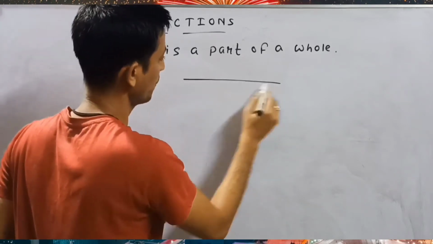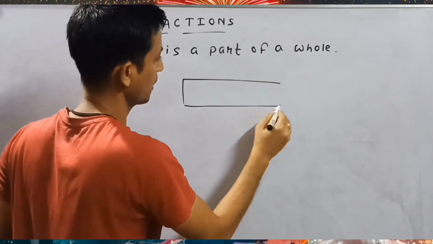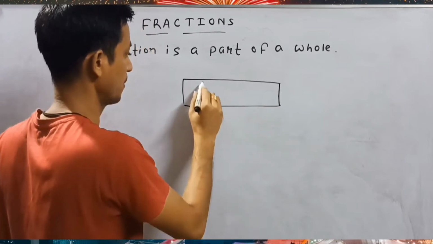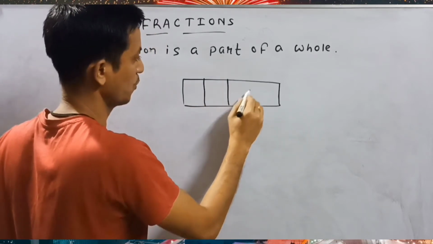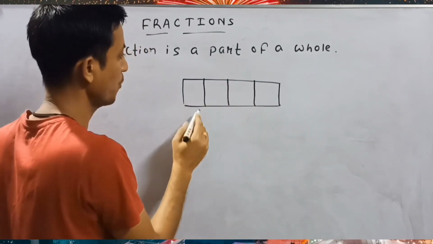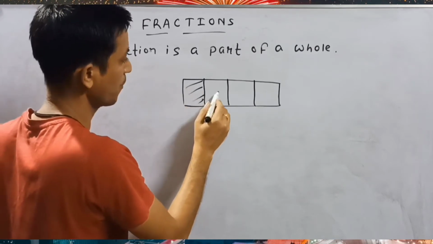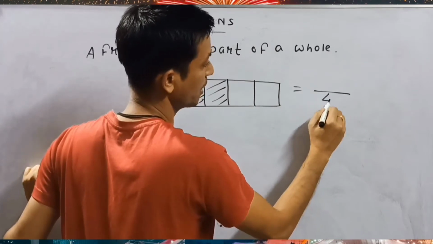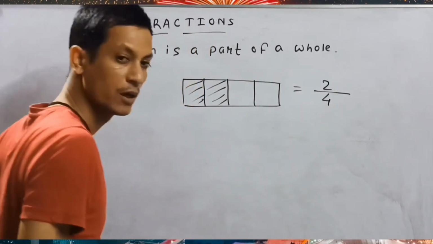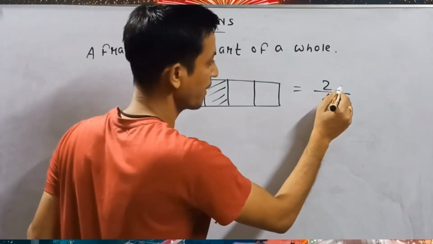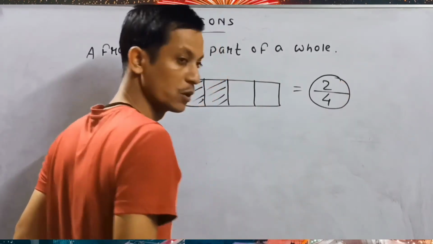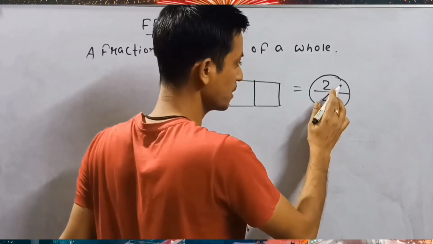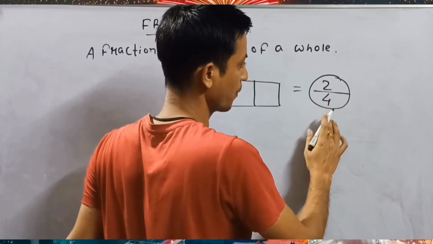If I draw one rectangle here, you can see, now 1, 2, 3, 4. How many parts? 4 parts. If I take 4 parts, so here equal parts 4. Shaded portion 2. 2 by 4 is our fraction. This is the fraction. So, you can see 2 divided by 4.